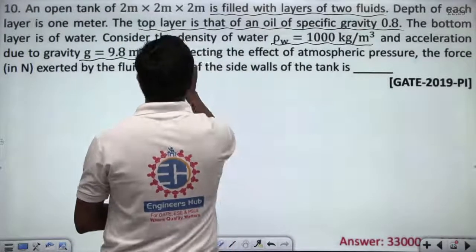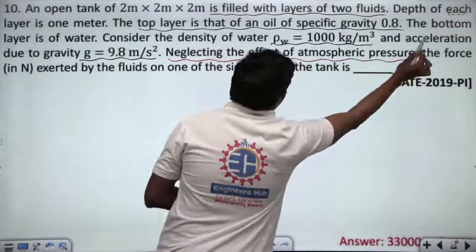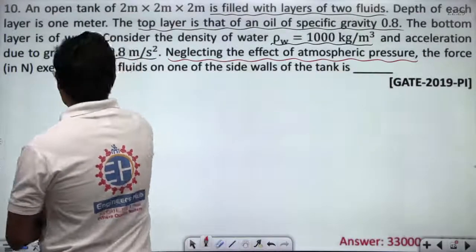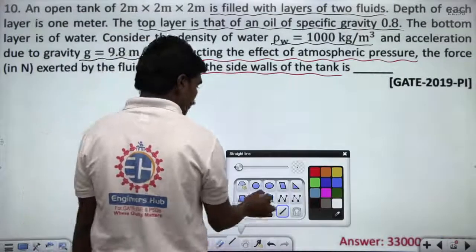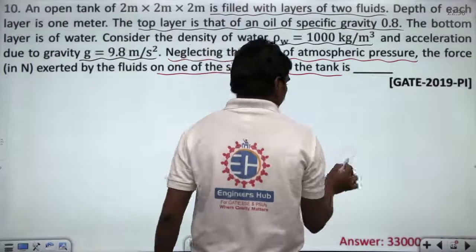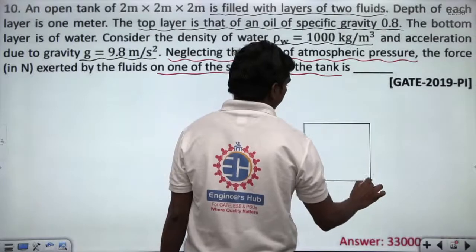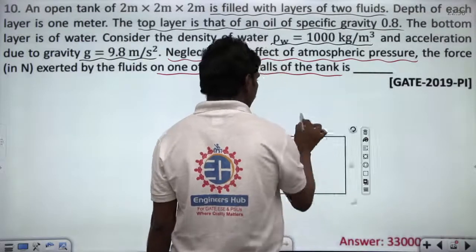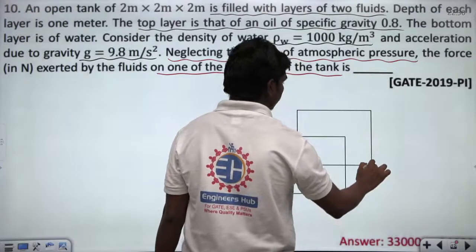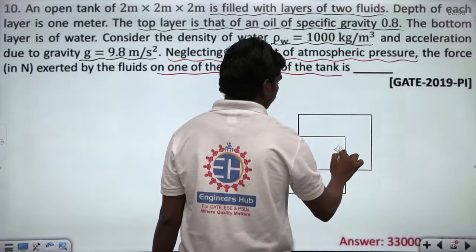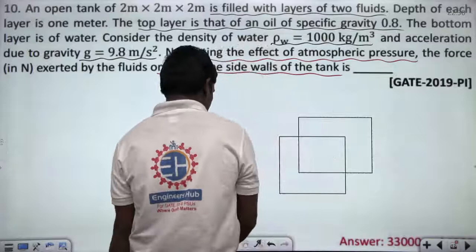This sentence had to be made a note. Neglecting the effect of atmospheric pressure, the force exerted by the fluid on one side of the walls. Okay, so see here, this is a good question. Basically there is some tank, some square tank, of course. So see here, there is one more diagram that we can plot actually.